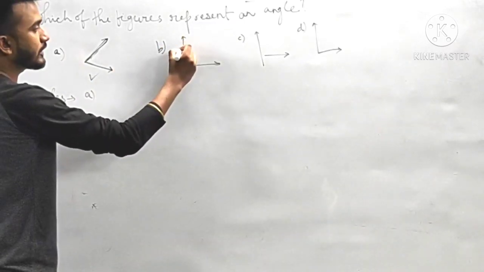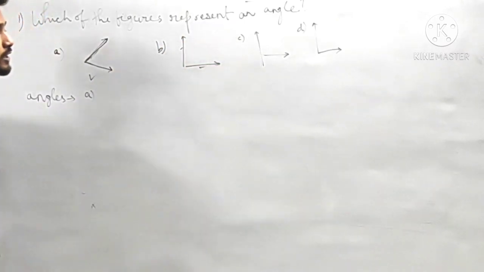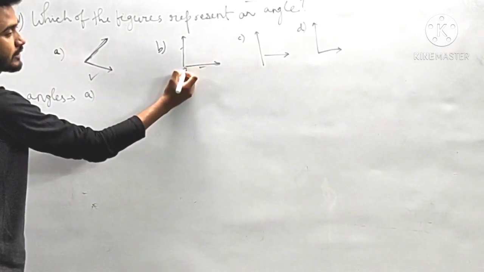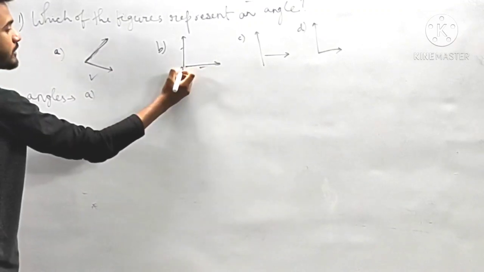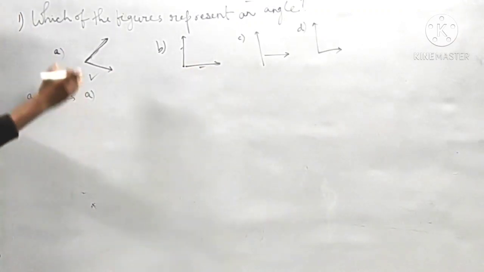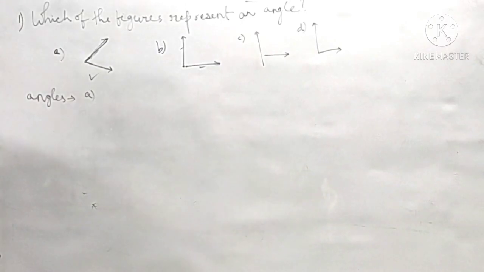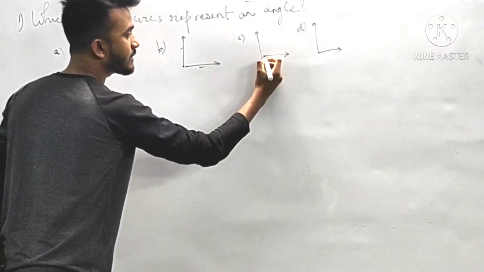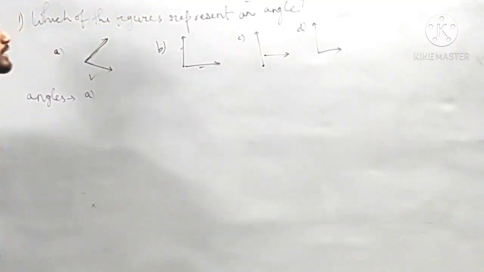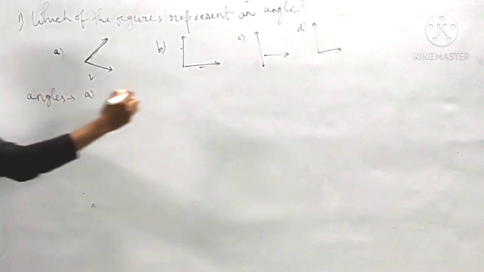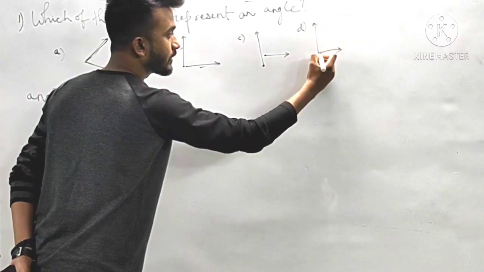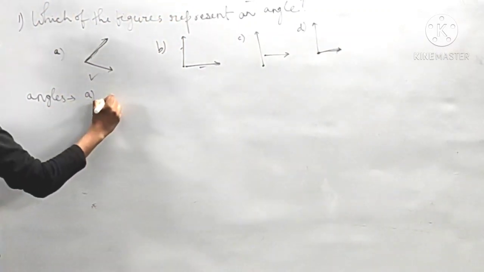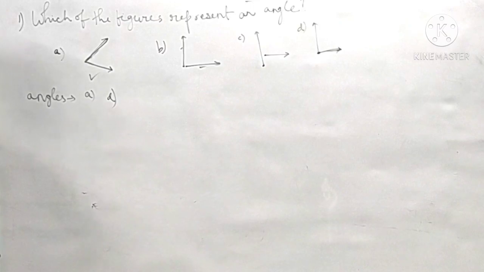Number B, there are two rays, one ray here, there is another ray, but they don't have a common endpoint because they don't touch each other here. You see, here it is a different endpoint, and here also a different endpoint. That means number B does not represent an angle. Now about C, its endpoint is here, its endpoint is here. That means they also don't have any common endpoint here. Now about number D, you see that this ray and this ray, they do have a common endpoint, this one. So that's why number A and number D are having a common endpoint.